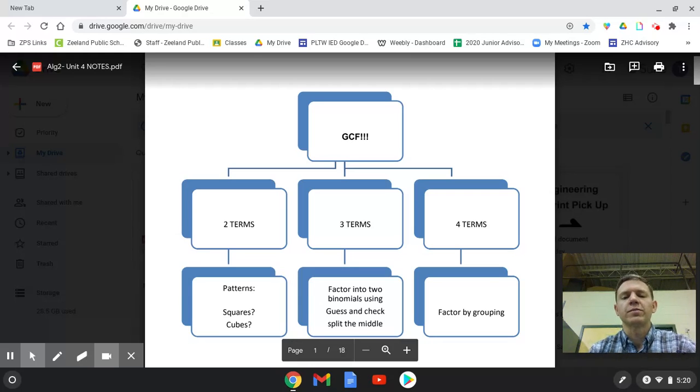If you have 3 terms, that's when it's more of the traditional factoring that you might have seen before or you're used to. You can split into 2 binomials by guessing and checking, or you can do the split the middle method if it's a little bit harder. If you have 4 terms, you can factor by grouping, which is one of the only ways you can do it by just straight factoring. So that's what to do with 2, 3, and 4 terms, a little flow chart to help you stay organized and pick strategies.